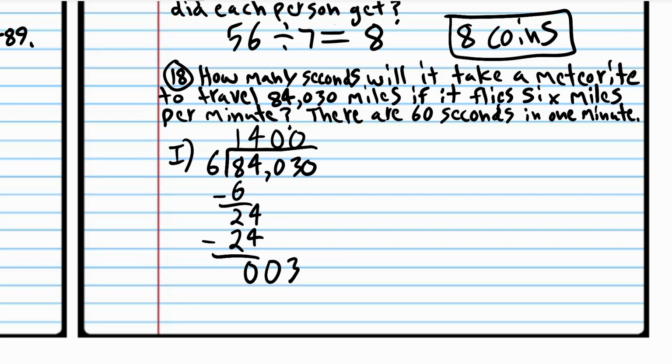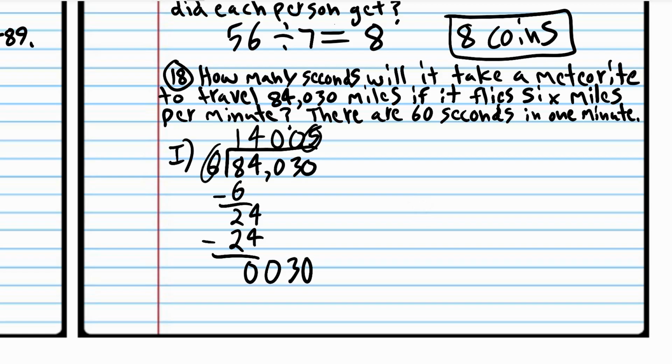All right, so now we bring down the next number. We have to keep going because there's still more numbers, right? So bring down the next number, we get 0. Now how many times does 6 go into 30? 6 goes into 30 5 times. So now we can start the third cycle. That's the first step of the third cycle.